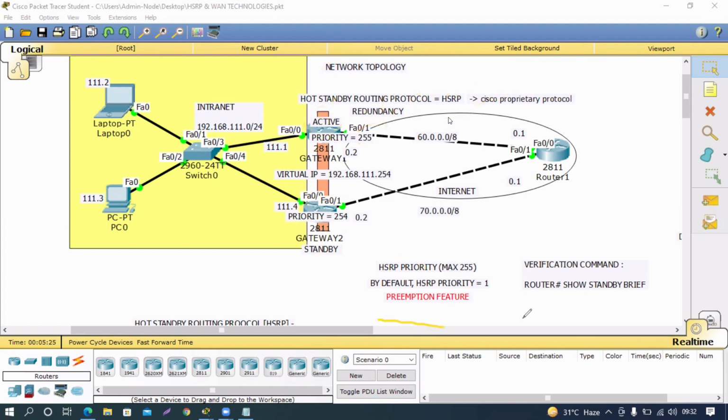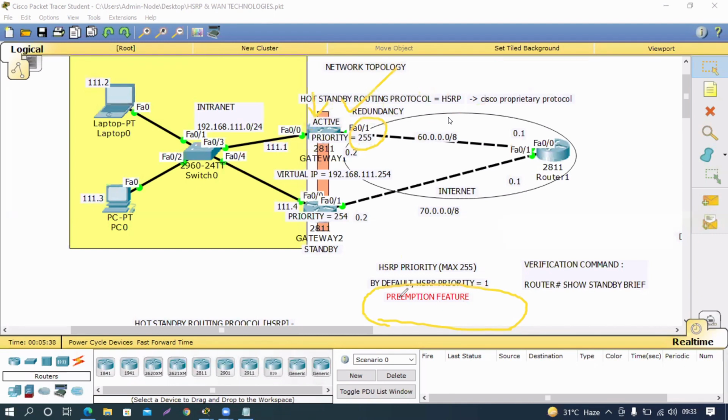So this feature basically forces the router to become the active router again based on the priority. When the router is coming back online, the priority will be checked, and based on that priority itself, this router will become active immediately.